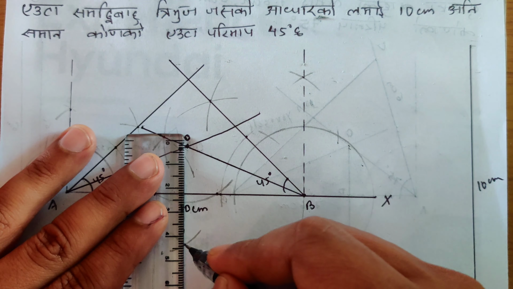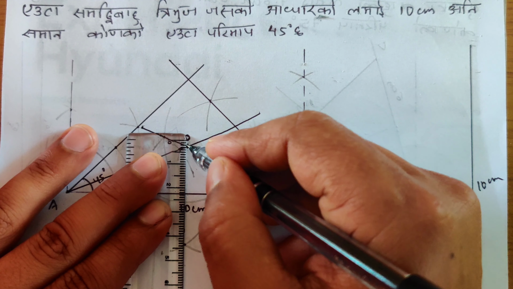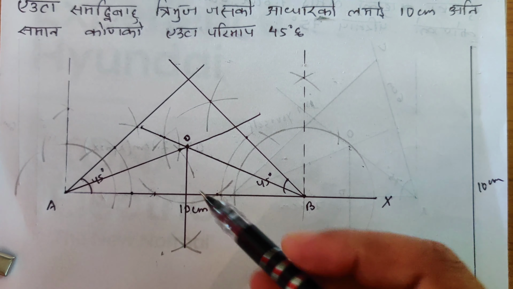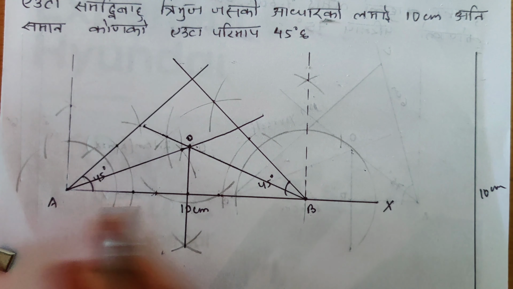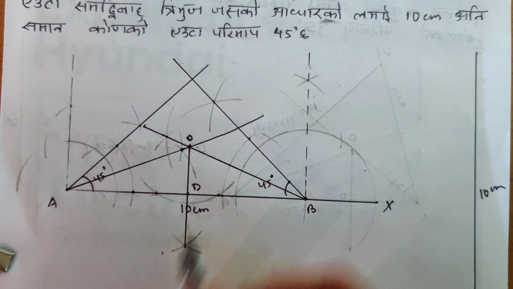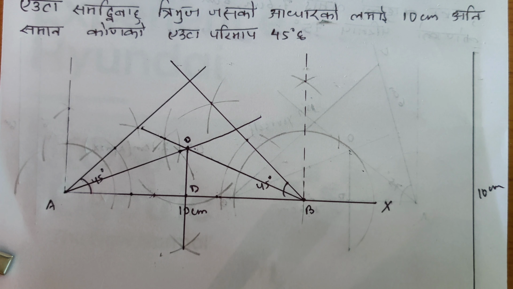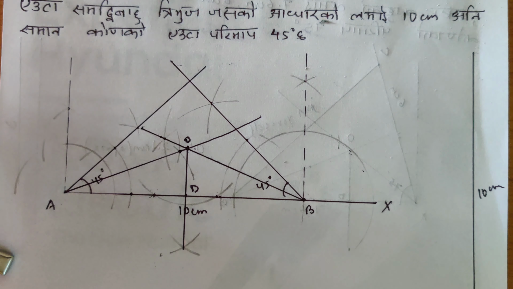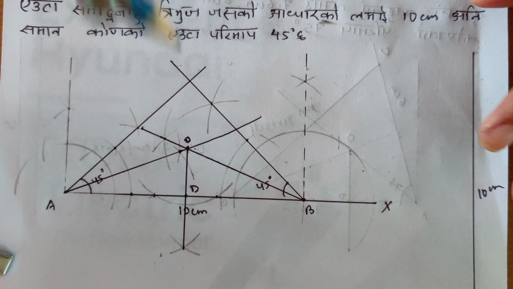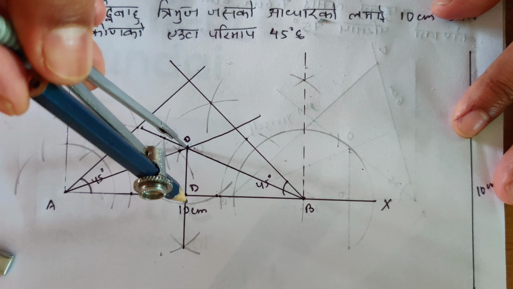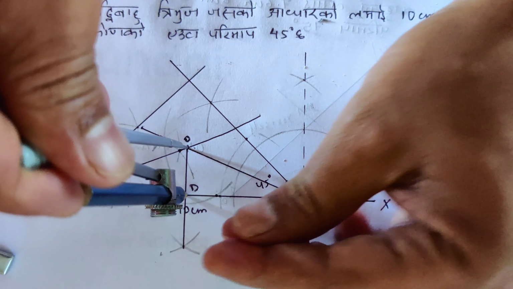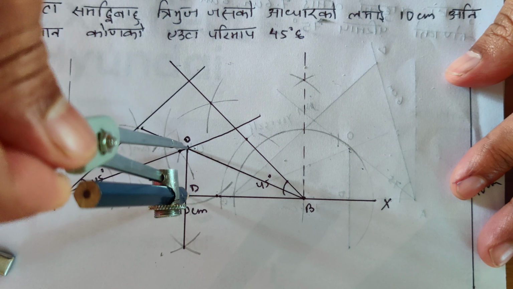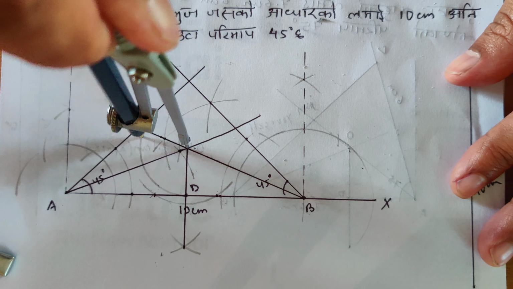Should be very precise with the points. Yes, from O, perpendicular to the side AB is drawn which intersects AB at the point D. Now with OD as radius, an incircle is drawn. So guys, measure OD. Be very precise with the OD. So with OD as radius, an incircle is drawn.